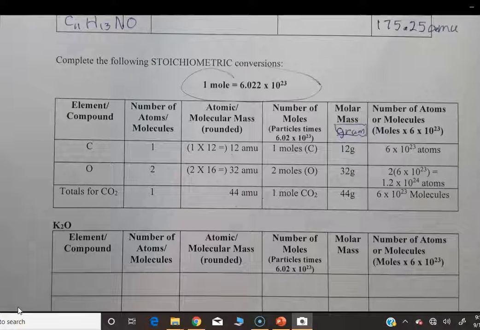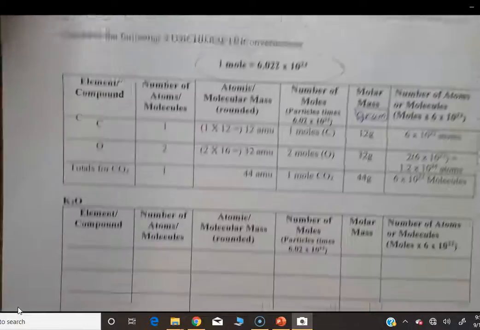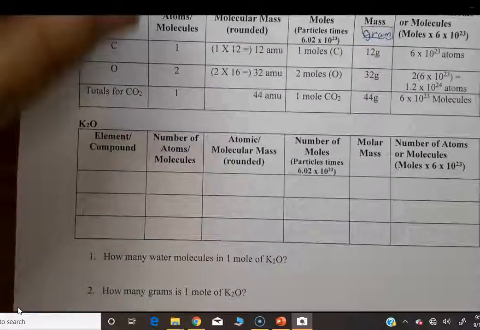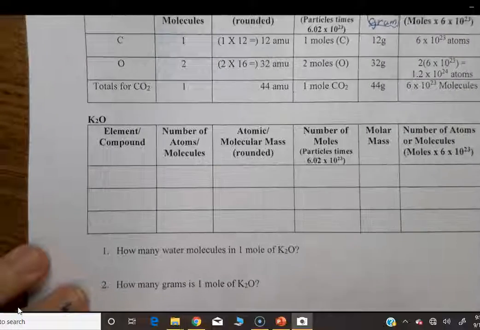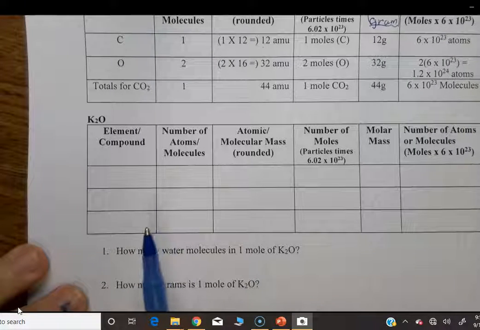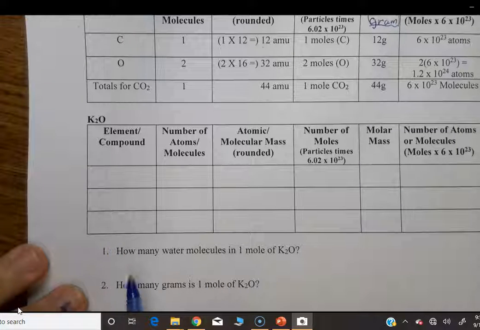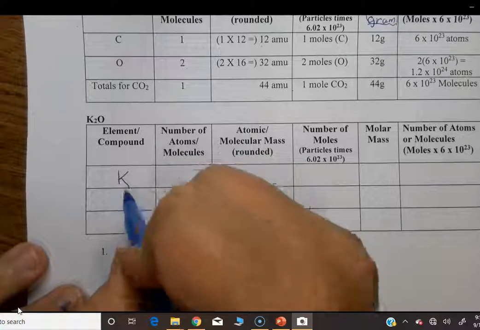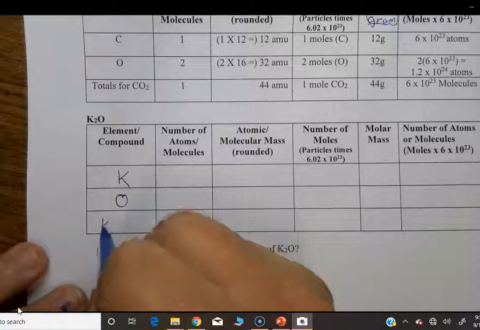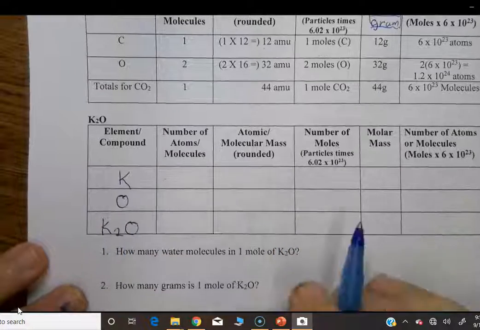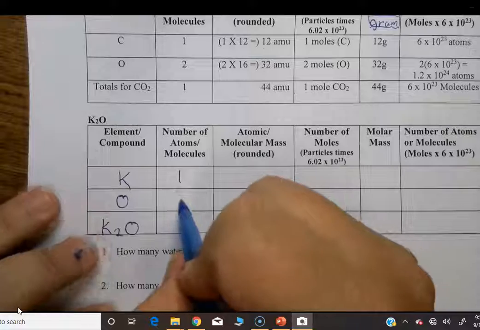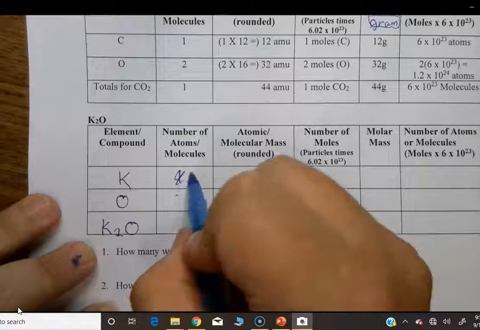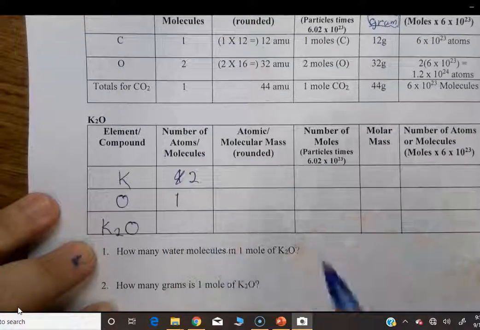Okay, so now we're going to do a number of these for you to do, and then we're going to answer a number of questions for them. So, K2O, that's potassium oxide. So we're going to put a K here, an O here, and a K2O. I said KO2, it's K2O. Number of potassium atoms is 2, and then number of oxygens is 1.